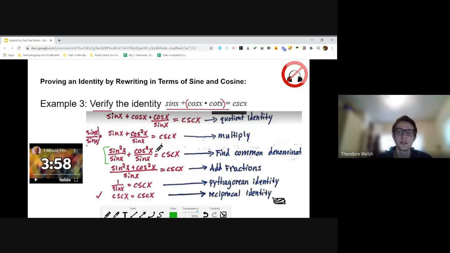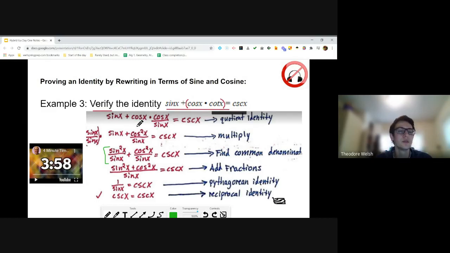Can you repeat the last step? Yeah. So let me just reiterate where we're at. So I started by converting cotangent to cosine over sine. So that's using the quotient identity. Next, what I did was I multiplied cosine and cosine over sine. So cosine times cosine is cosine squared. 1 times sine is sine. So I multiplied that fraction.